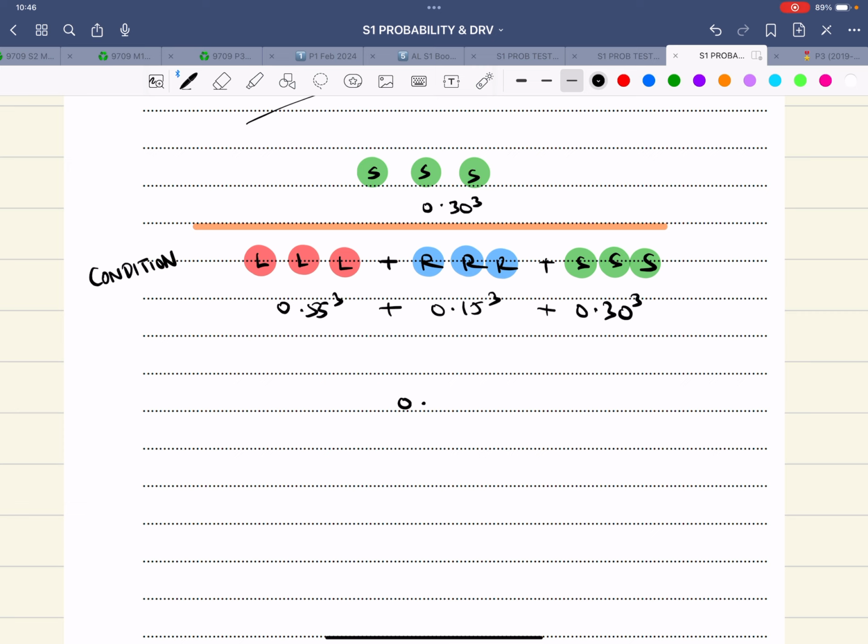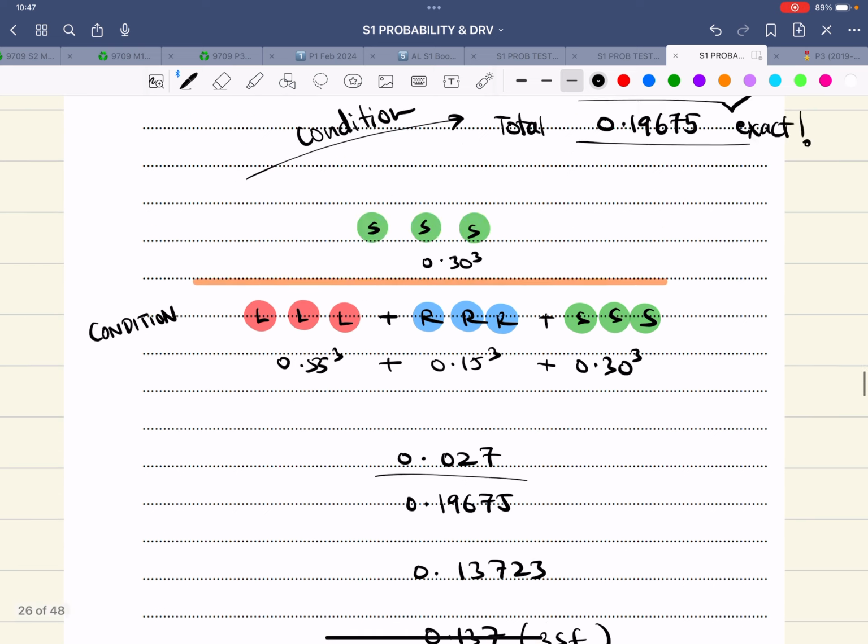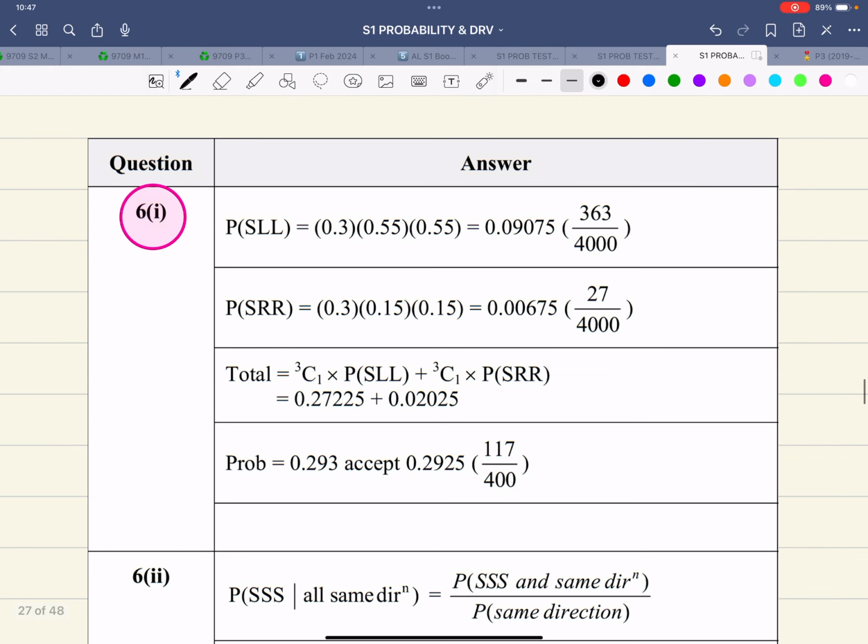So therefore 0.027 divided by 0.19675. This comes out to be 0.13723. And let's round it off, 0.137 correct to 3 significant figures. So let's double check. Okay, there it is. They have worked in fractions also. They have worked in exact form. That was SLL. This is SRR.